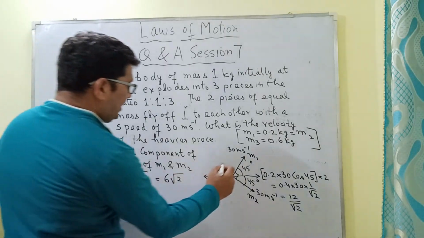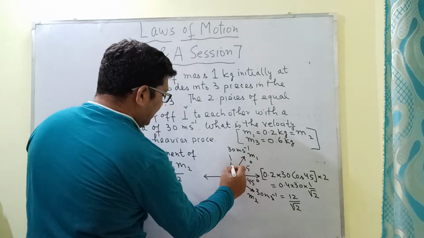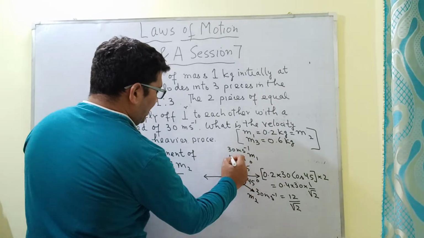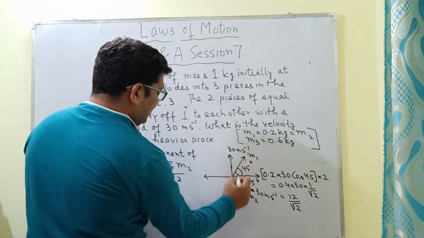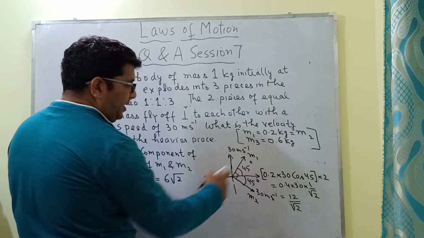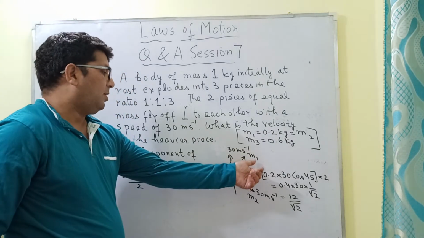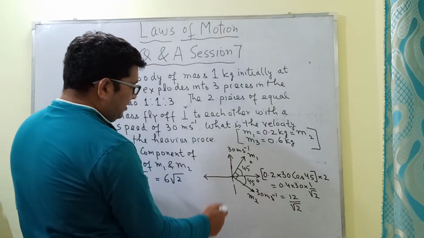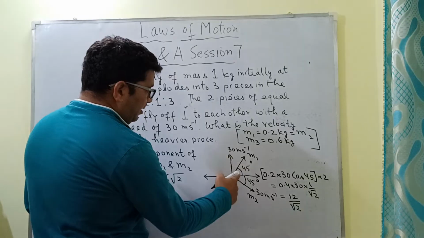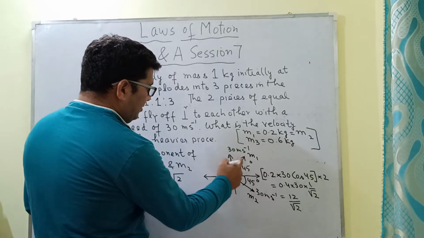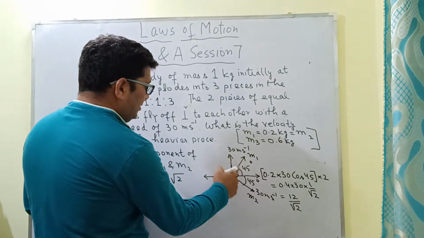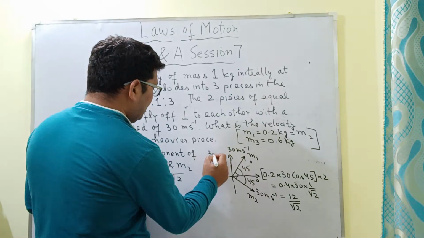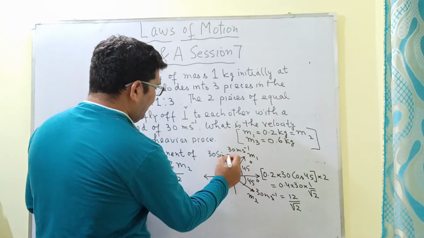Now what will be the vertical component? The vertical component of the velocity will come like this, so the vertical component of this mass m1 will be directed upward, that is, this velocity component in the vertical direction will be equal to 30 sin 45.